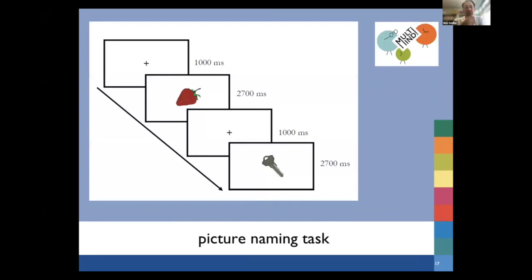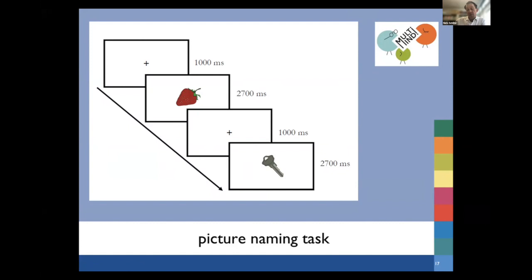So here's a visualization of the paradigm. So people would see a fixation cross, then a picture would come up. So in this case, the strawberry is la fresa in Spanish, and it's die Erdbeere in German. So it's the same gender, both are feminine. Whereas the key is chiave in Spanish, feminine, but it's der Schlüssel in German. So it's masculine in German.